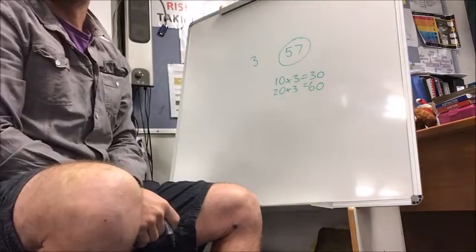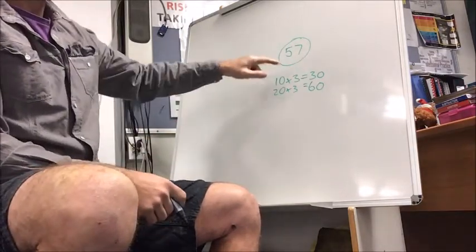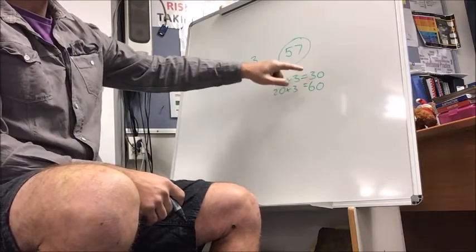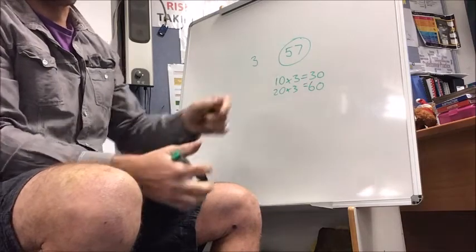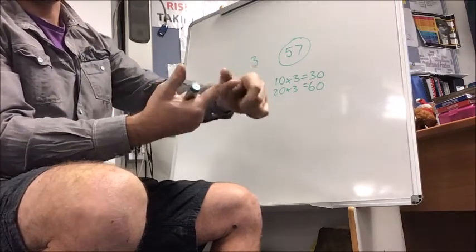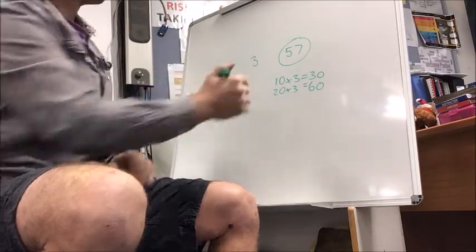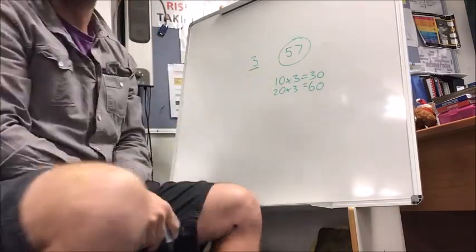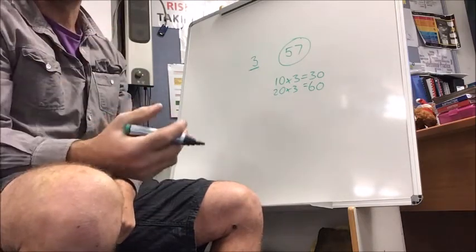So then we go back and go, okay, now we can actually figure out whether it could be it or not. So if we have a look, what do I need to take away from 60 to get to 57? So we go 60, 59, 58, 57. So I need to take away 3. So if I need to take away 3, that means that 57 actually is a multiple of 3.